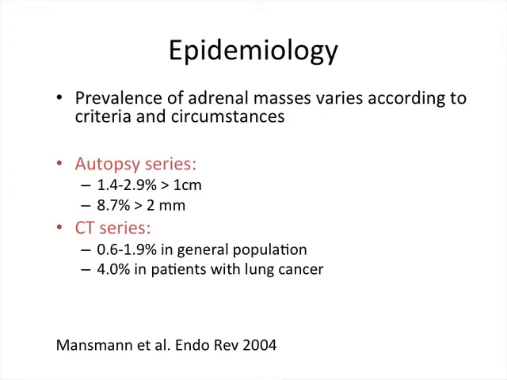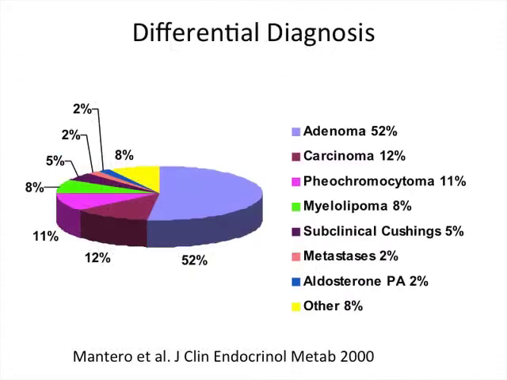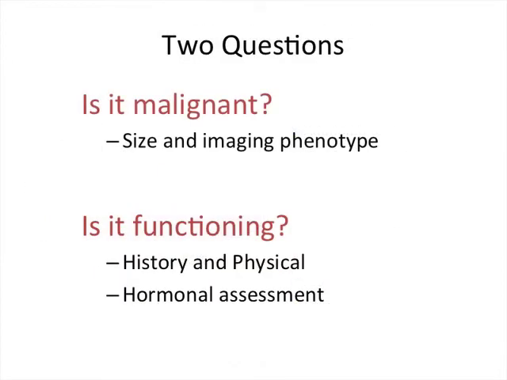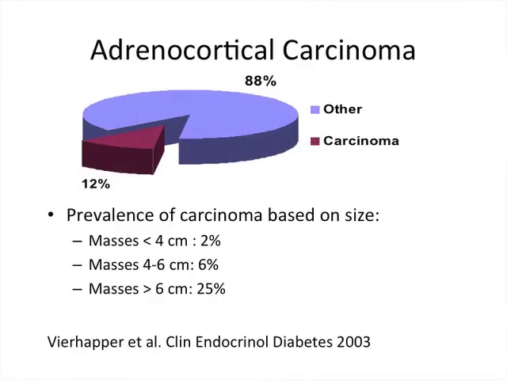And again, we've talked a little bit about the general prevalence, which is why I think we're all seeing this, and the differential diagnosis, the vast majority of which are simple adenomas and may not need other issues. So the really questions are, is there malignancy, which is based on a combination of assessment of the size, and importantly, the imaging phenotype just discussed, and usually where I come in is on the functional status, history, physical, and hormonal assessment.